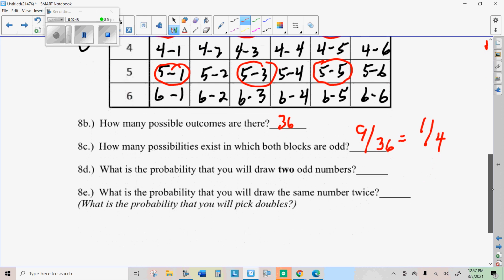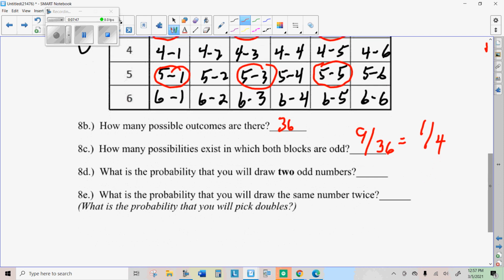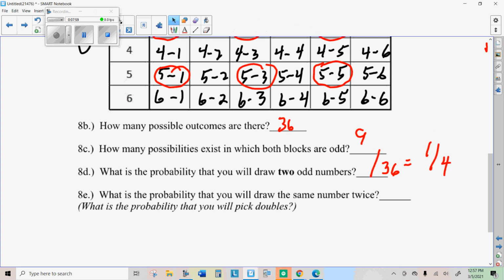What is the probability you will draw 2 odd numbers? We already answered that. Sorry, this one, this answer above here goes down here. And we were just supposed to answer 9 here.